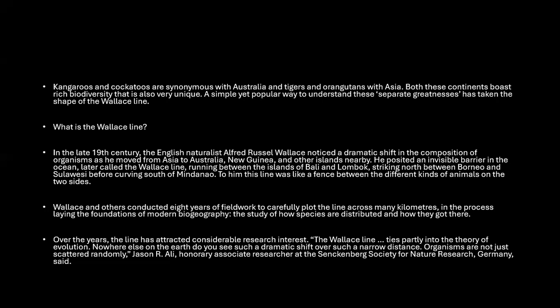Okay. The Wallace line. You need to understand that the Wallace line is nothing but an invisible line that is present between Asia and Australia. Basically, whatever animals are present in Asia are not present in Australia, and whatever animals are present in Australia are not present in Asia. This kind of segregation is what this concept is all about. Right? So next.